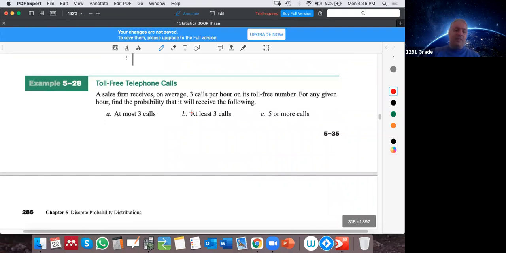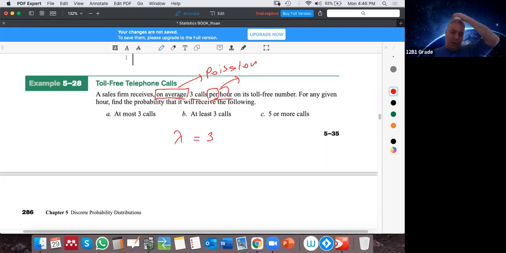A sales firm receives on average. So when you read, this is a keyword, on average, it means that this is Poisson. A sales firm receives on average 3 calls per hour. Another keyword, per hour, it says. It's a toll-free number. So I can say that directly lambda is 3. What do you think? On average per hour, 3 calls. Yes, this is the lambda. For any given hour, find the probability that it will receive the following.